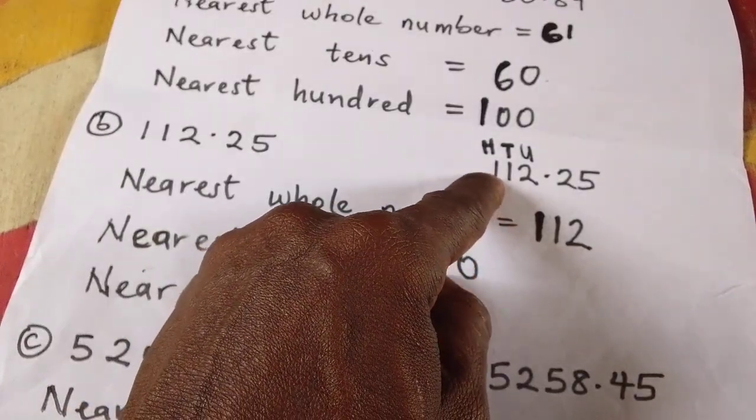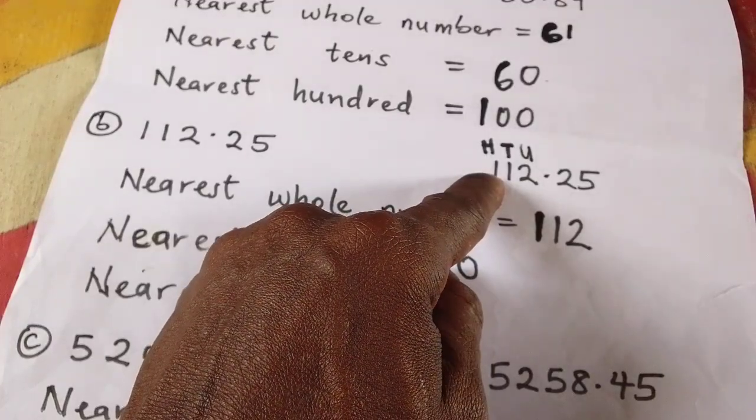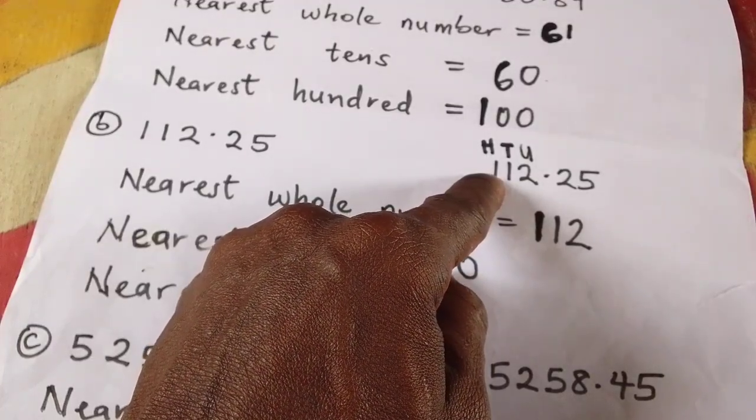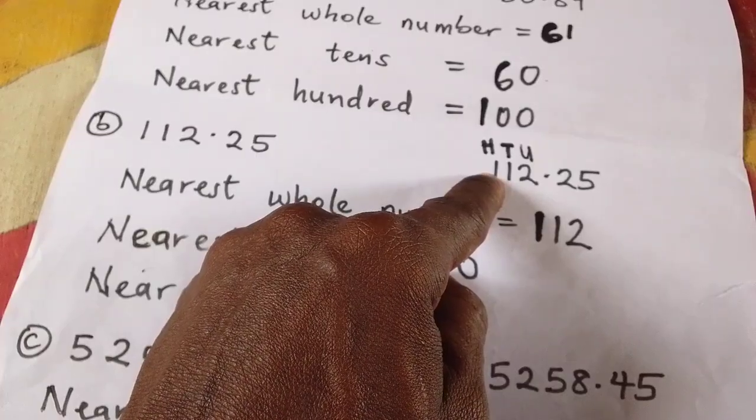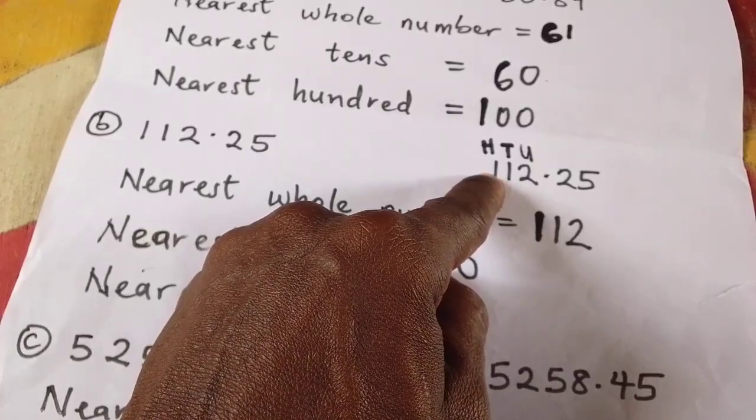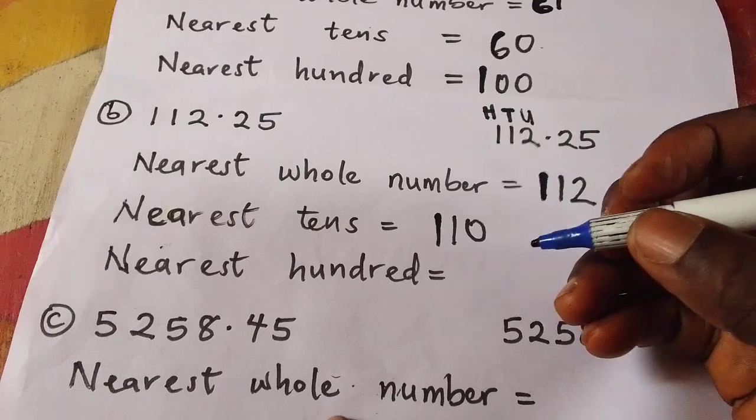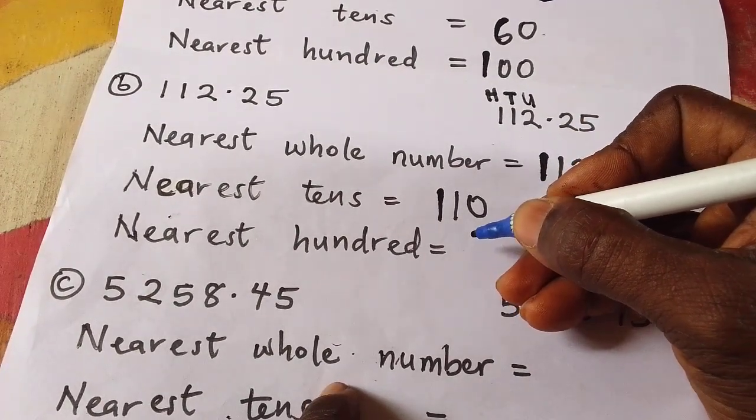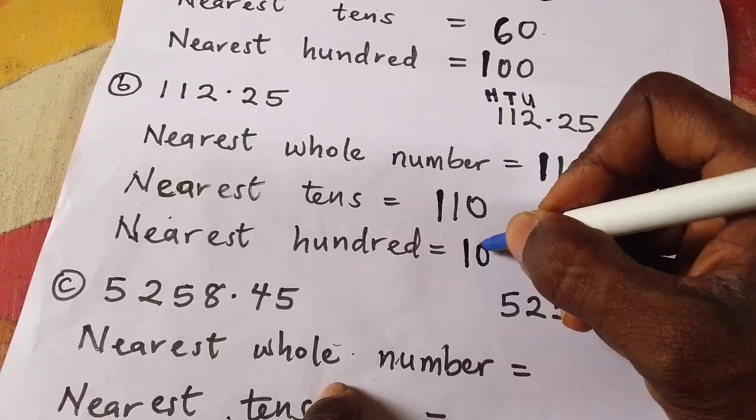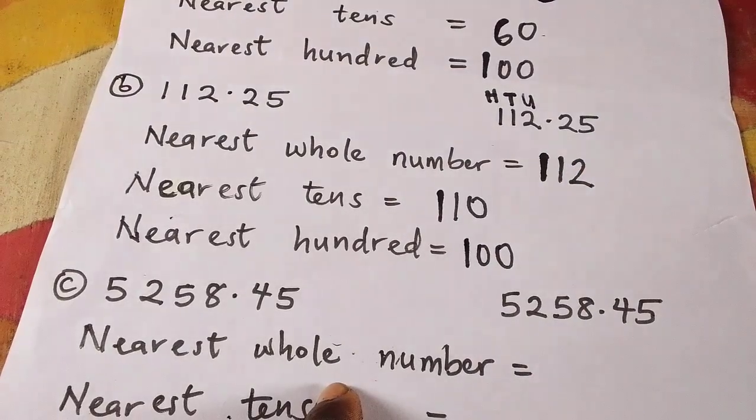After this one, what do we have? 1. This is not up to 5. So this is not up to 5. Because of that, the other number after 100 will now turn to 0. You cut off the decimal. So that means this one will now be what? 100 to the nearest 100.